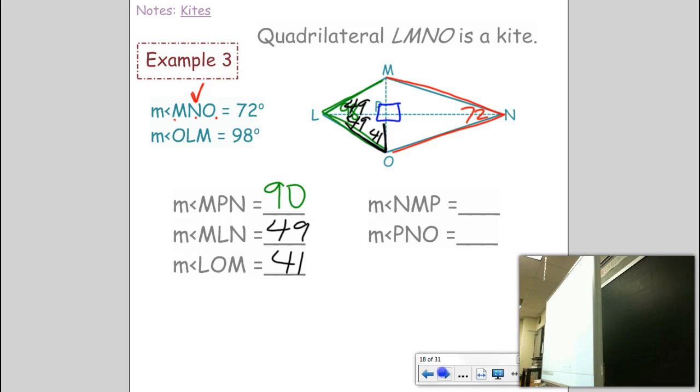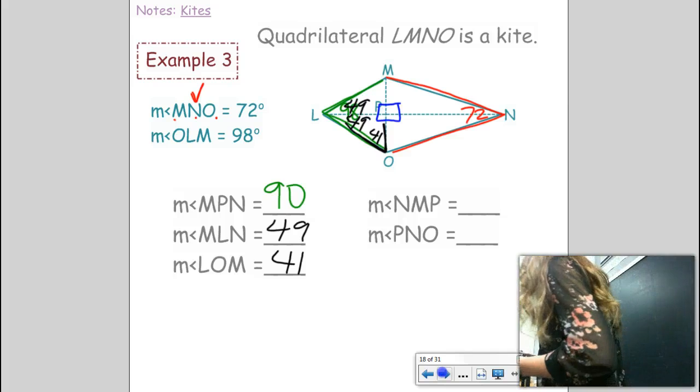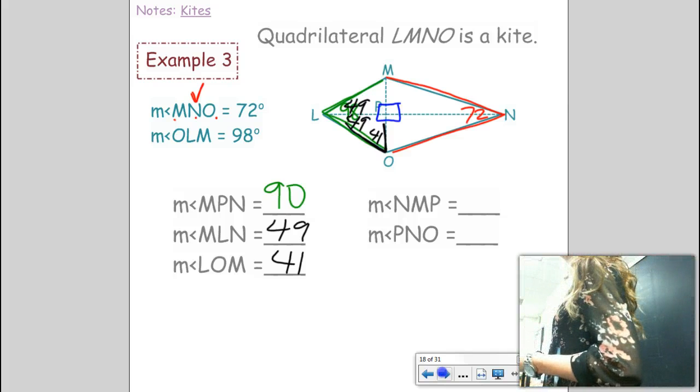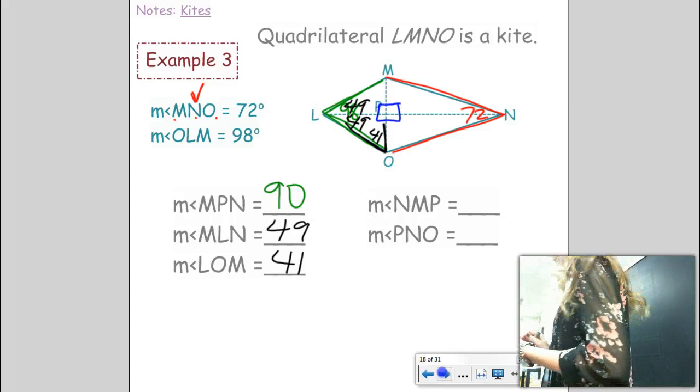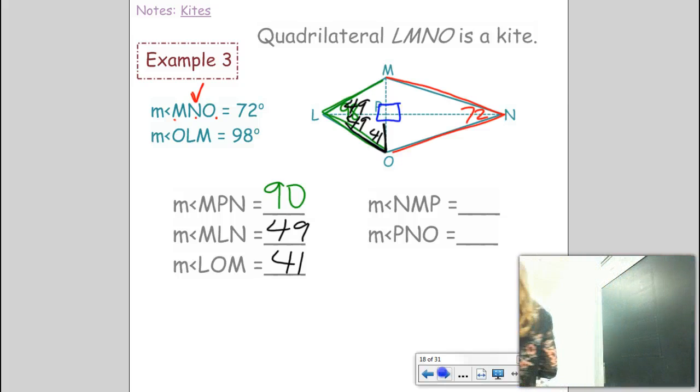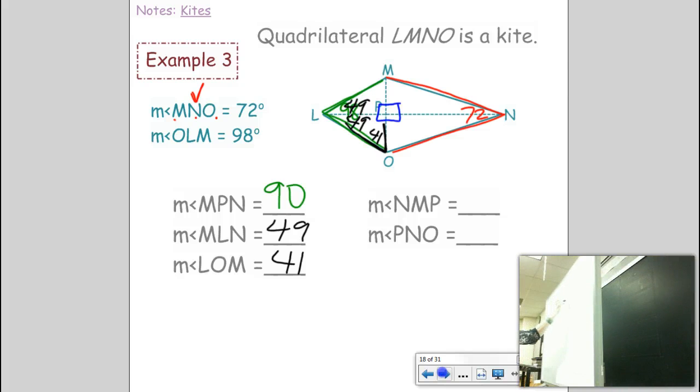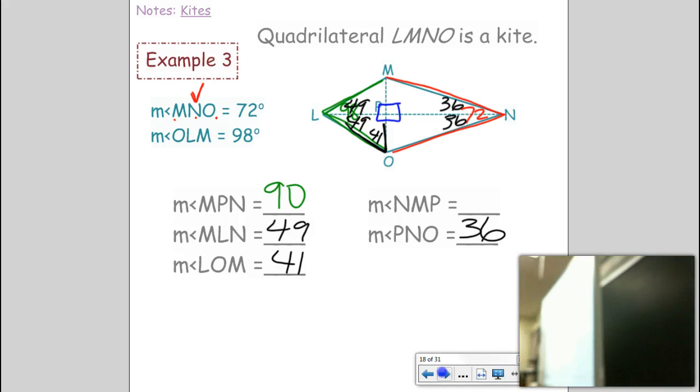Lewis M., give me either one of those last 2 angles. P and O would be the easier of the 2 if you want the easier one. Very good. How'd you get it? 72 divided by 2. 36, 36. Very good. Who wants the last one? Who knows it? Anyone besides Kendall know it?